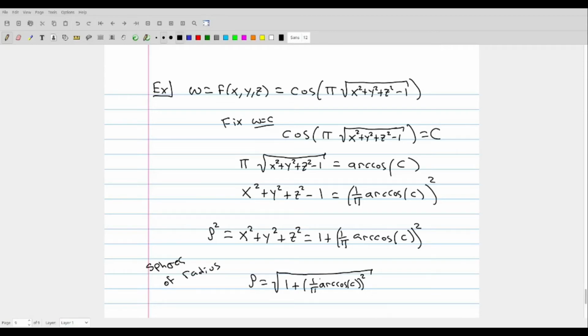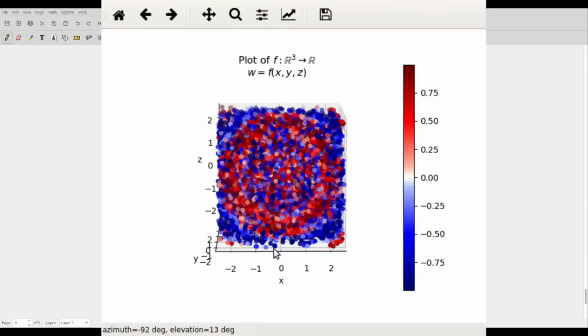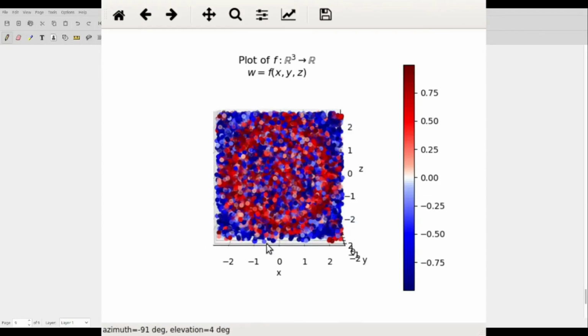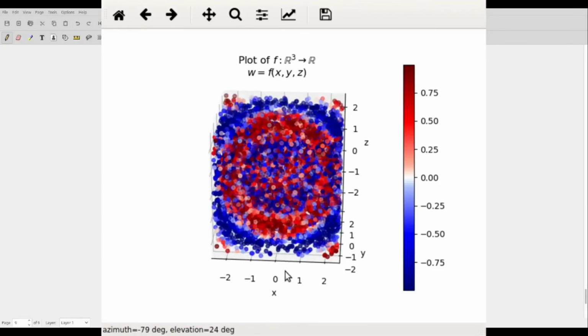You can use Desmos to plot this out if you want to see what these level surfaces look like. But I'm just going to open up my Python plot and change the function to this function so we can see what this looks like. So this is the Python output for this function. It's a little bit unclear at first, but if we rotate this plot around a little bit, we can see that this is exactly what we have, that there are level surfaces here that are spheres.